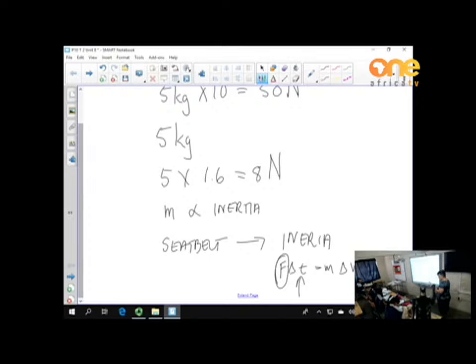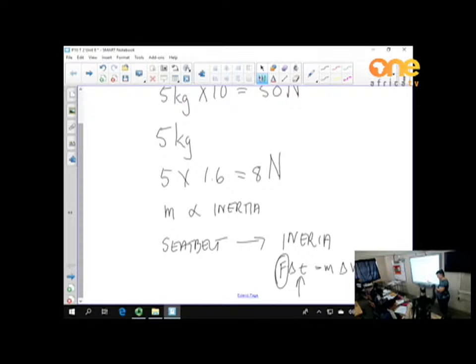Which of the following statements is true? A. Less mass, objects have more weight. That's rubbish. B. More massive objects have more inertia. That's true. C. More massive objects have less inertia. That's rubbish. And D. Moving objects have more inertia than stationary ones. No, they have more momentum, but their inertia is proportional to the mass.